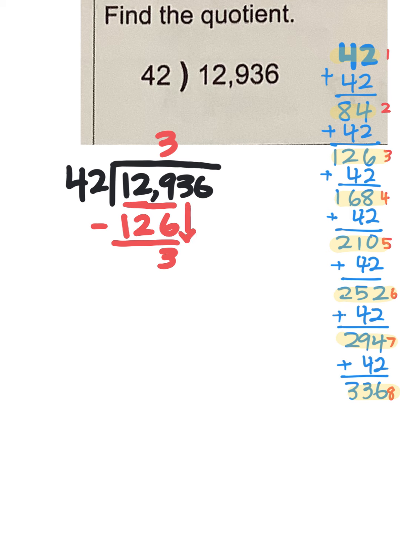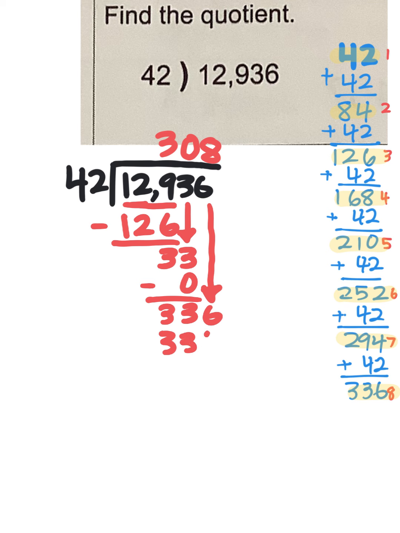I'm going to bring down this second 3 and ask myself, can 42 go into 33? No. So I'm going to put a 0 above that 3. 0 times 42 would give me 0. So I'm going to bring that down, including this 6. 336 divided by 42 would give us 8, because 8 times 42 is 336. My final answer is 308.